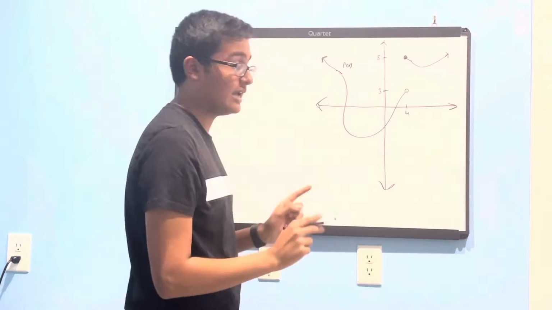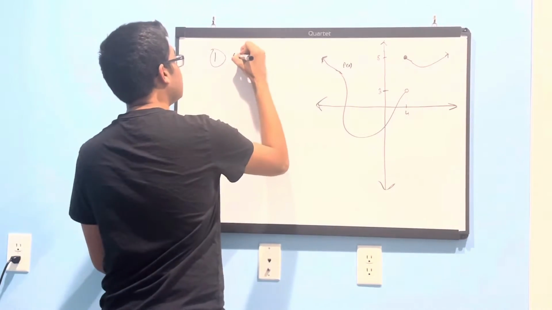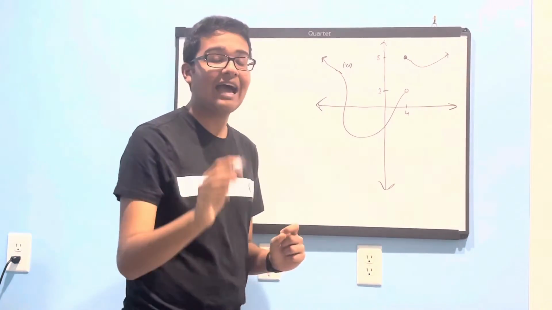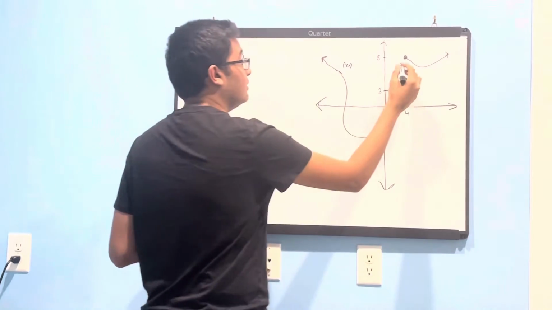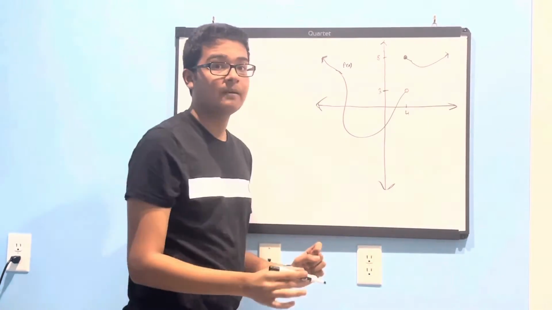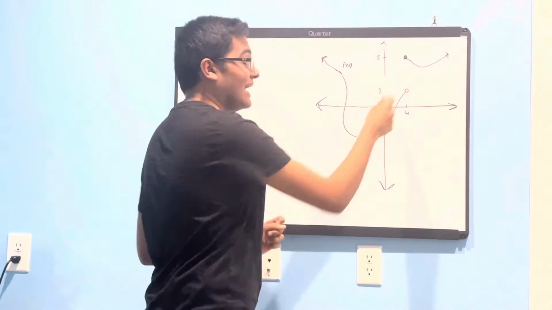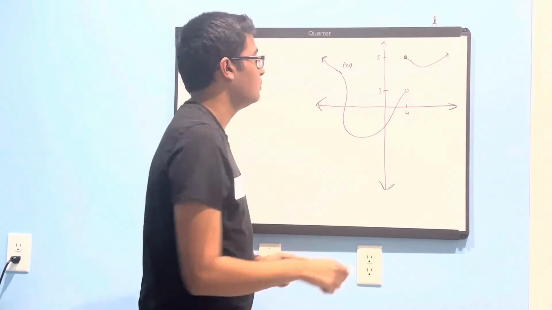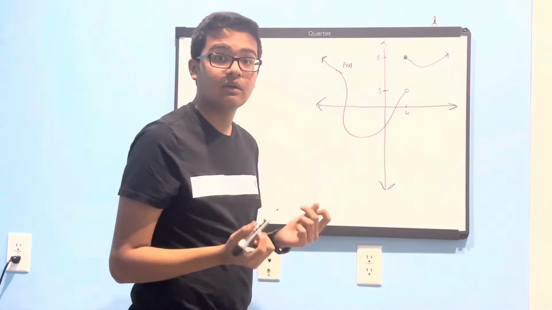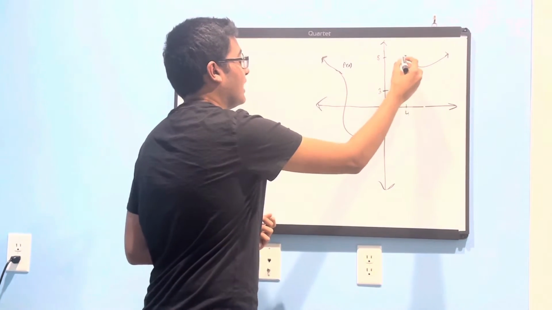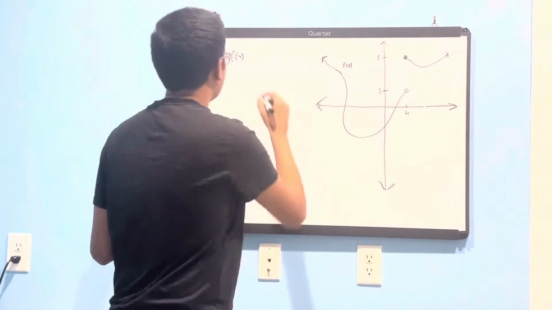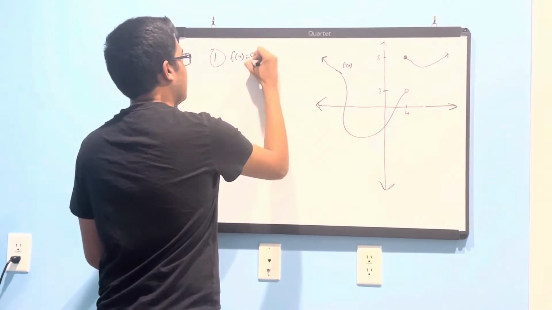Now, in this case, f of 4 actually does exist, because this circle right here is filled in. So that means that this point is actually included in the domain, which means that f of 4 would indeed exist. And because the point is filled in here and not here, f of 4 would actually be 8 instead of 3. So f of 4 equals 8.